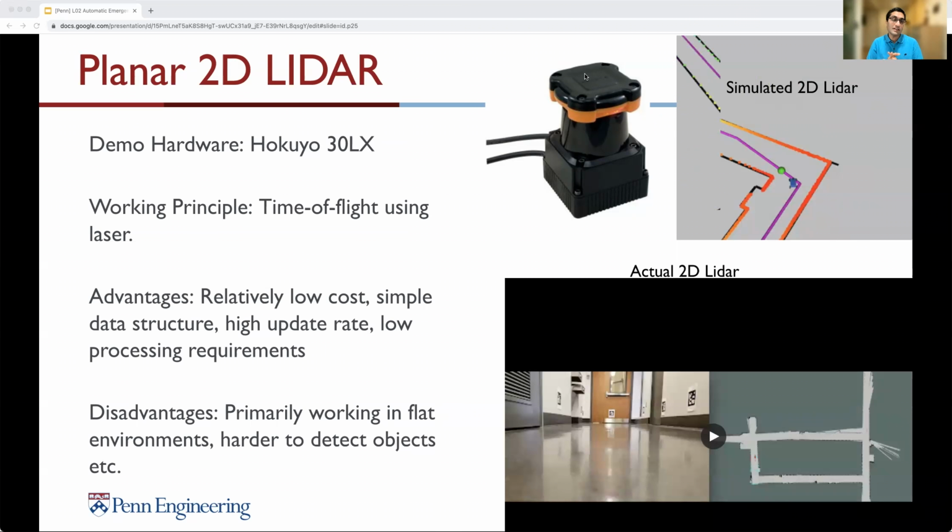The benefit of using the LiDAR is that it is compatible with ROS and it has a simple data structure to process. It also has very high update rates and very low processing requirements as it is just a 2D LiDAR.